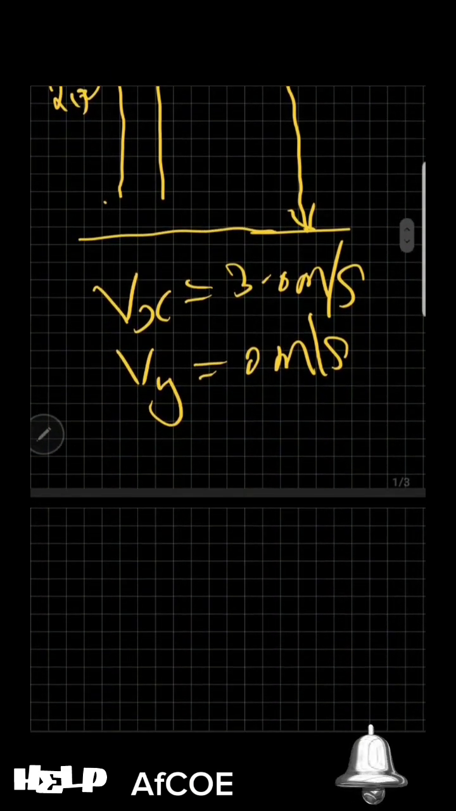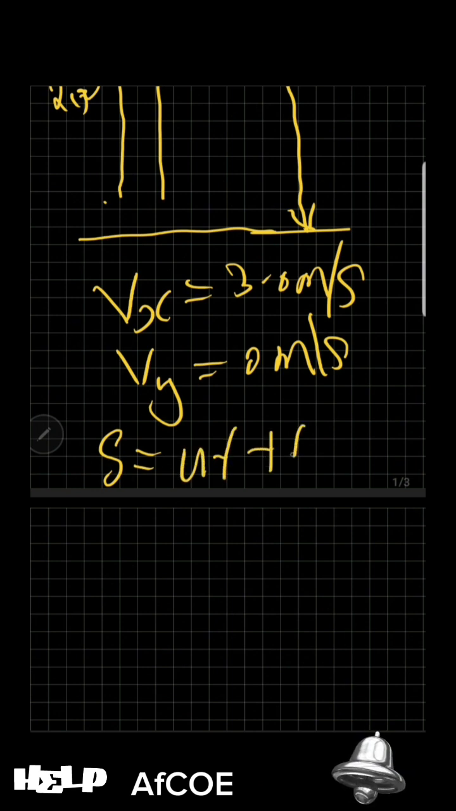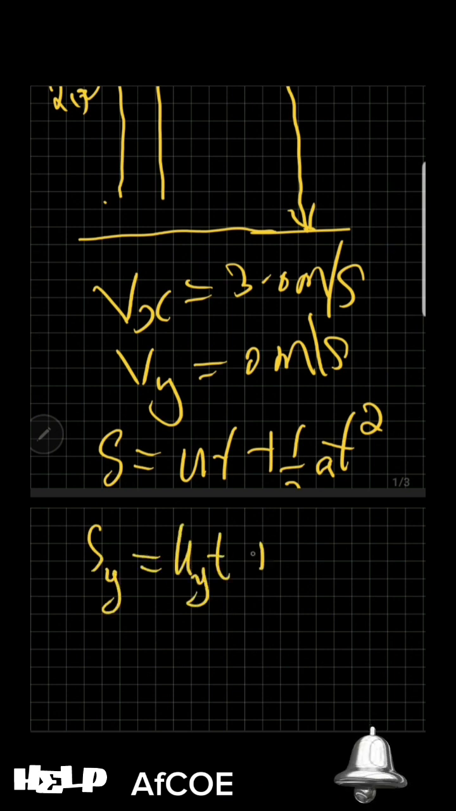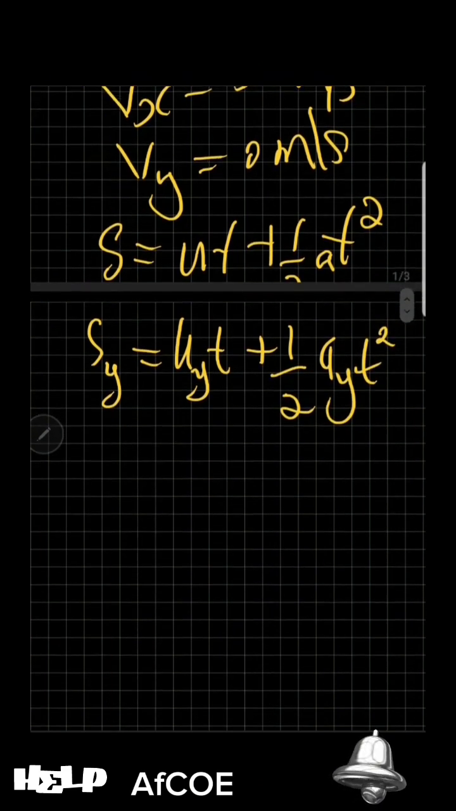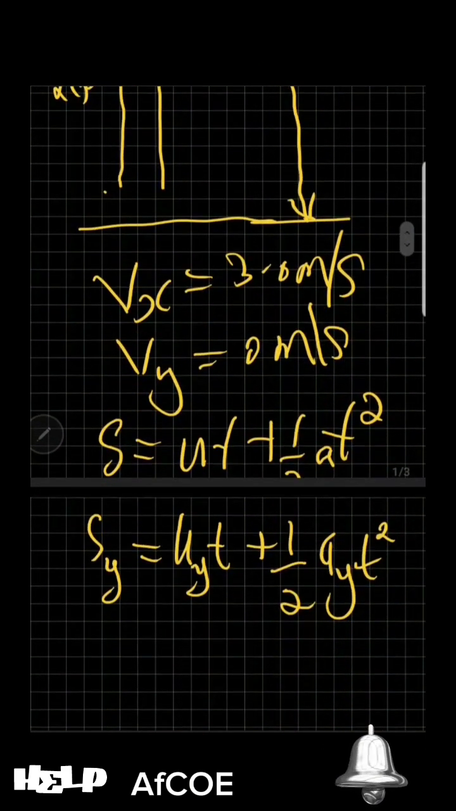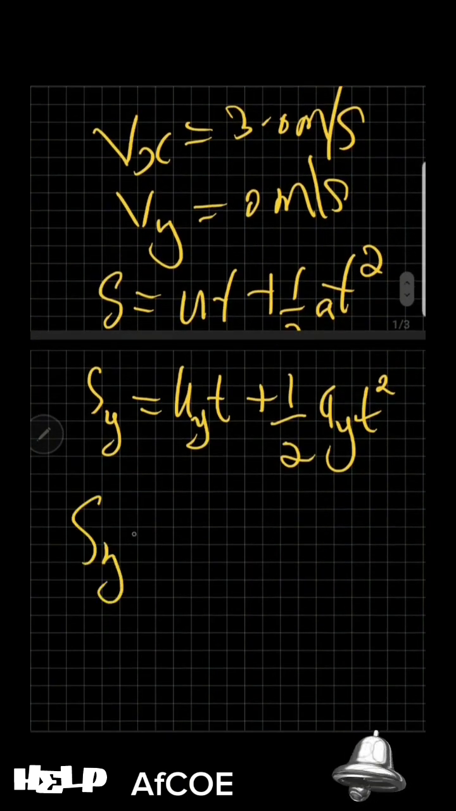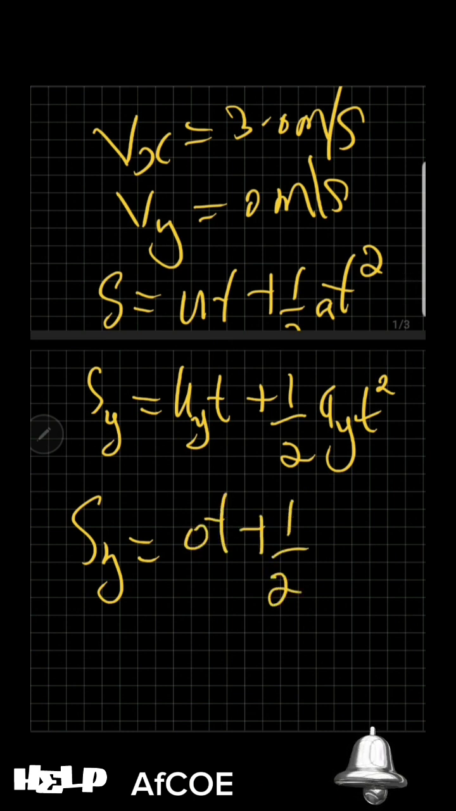Well, in the equations of motion that we can apply here, we know that s is equal to ut plus half at squared. But if it is in the y direction, then sy is equal to uy t plus half ay t squared. But remember, our ball is projected with the initial velocity in the y direction, which is uy, equals 0. So sy will be equal to 0 times t plus a half into ay, which is g, t squared.